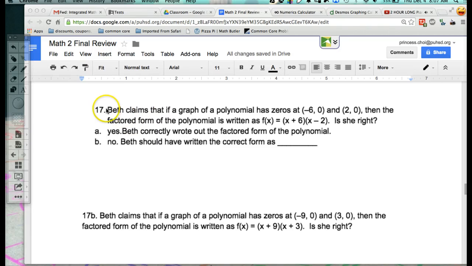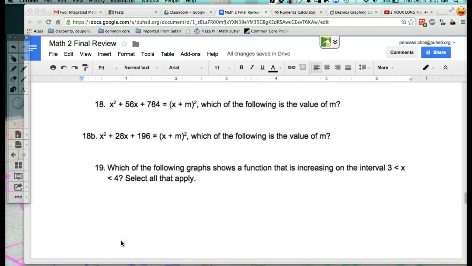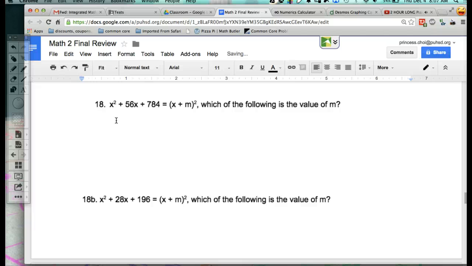Okay, so just so you know, 17, the answer was A. 17B, the answer was B, as in no. And the correct equation was x plus 9 and x minus 3, okay? So here's the next question that I want you to copy. Question number 18 and 18B, right? So this is one of those really easy questions. Let's copy this first. Ready? Go.